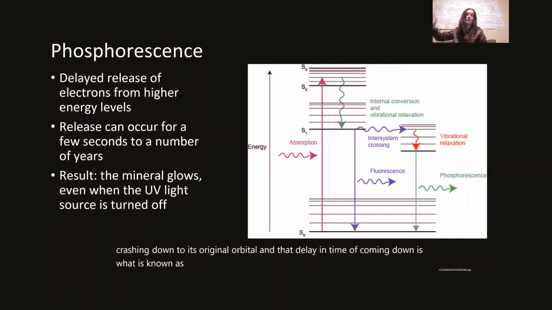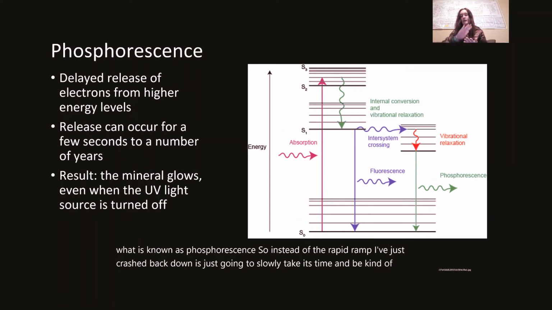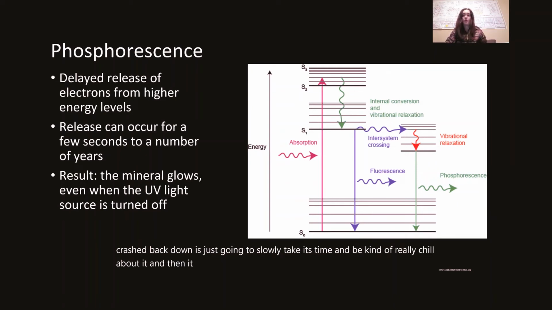So instead of the rapid bam, I've just crashed back down, it's just gonna slowly take its time and be really chill about it, and then it will land back to its original orbital. But during that slow, chill time, we're seeing phosphorescence.